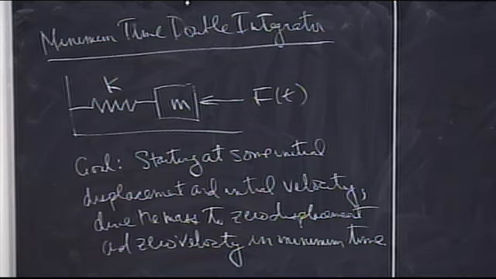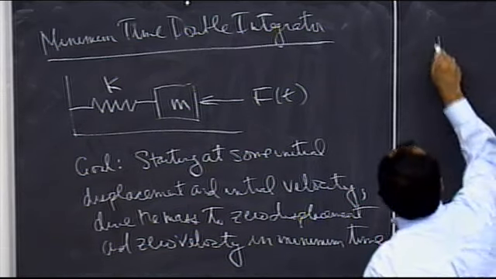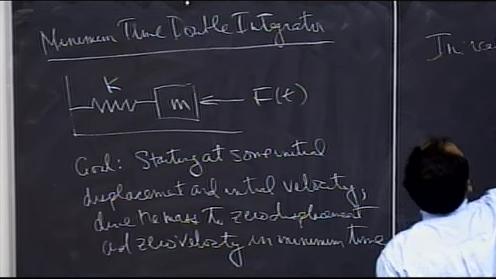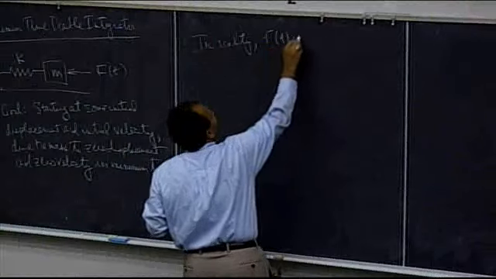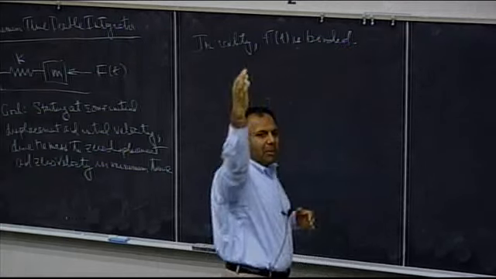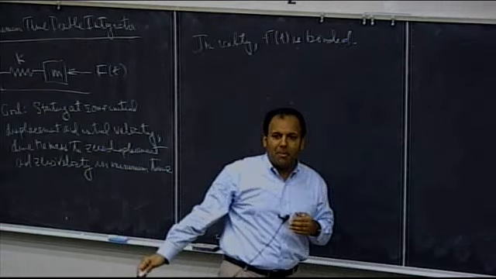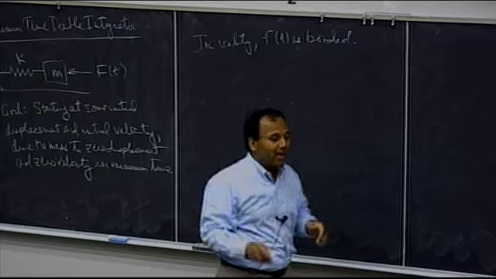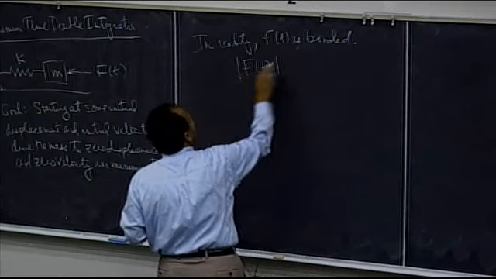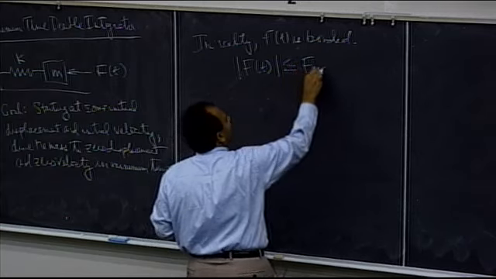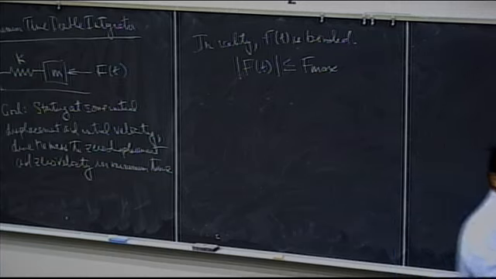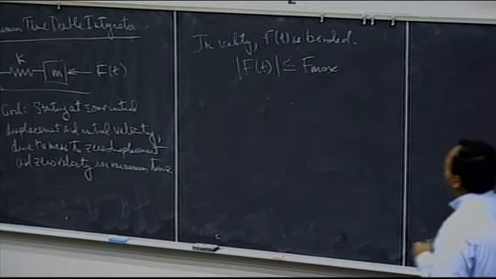So infinite force is not reality. So generally speaking, in reality, f of t is bounded, right? There's going to be some maximum amount of force we can apply. There's going to be some minimum amount of force we can apply. And it's going to be a finite value, right? So f of t is going to be bounded by some maximum amount, because otherwise this problem doesn't make any sense, right?